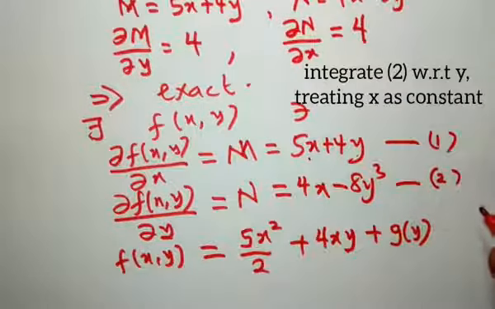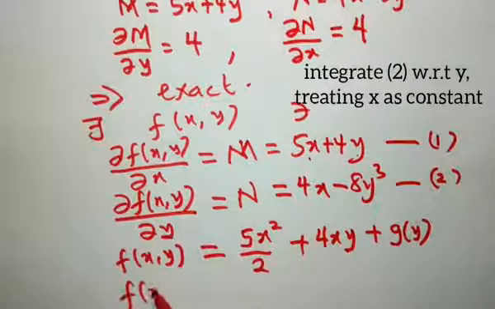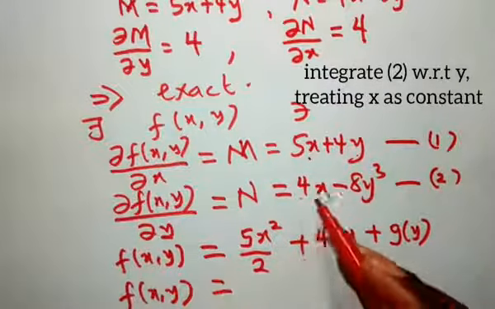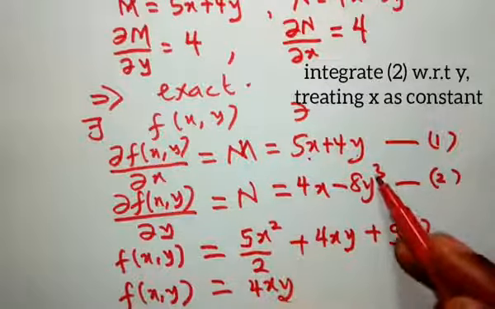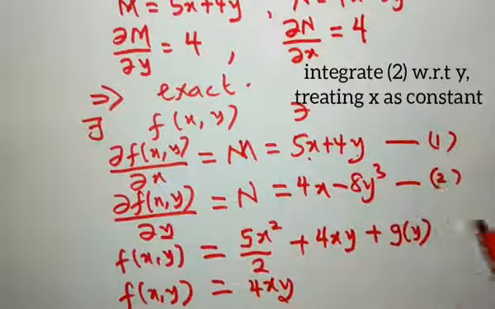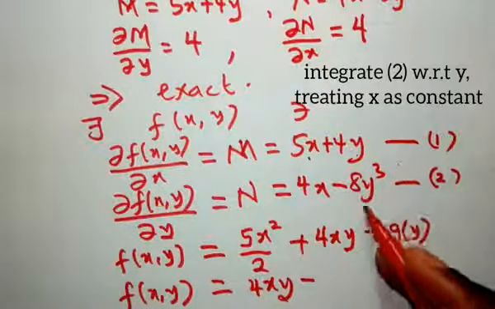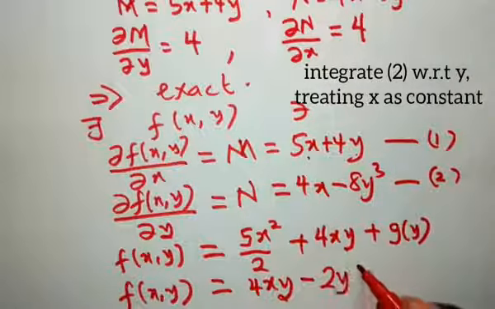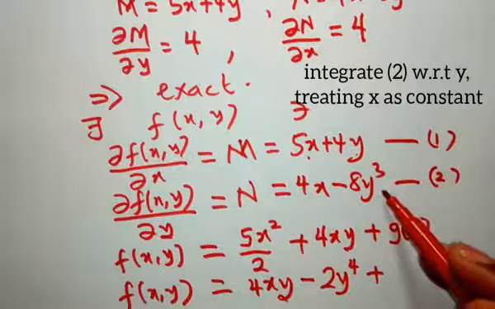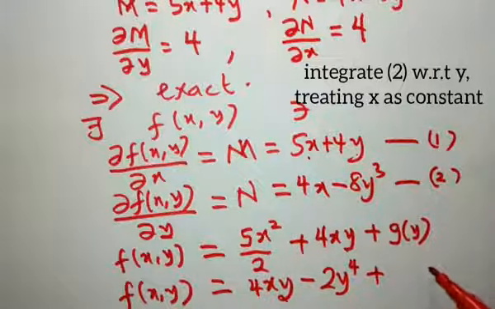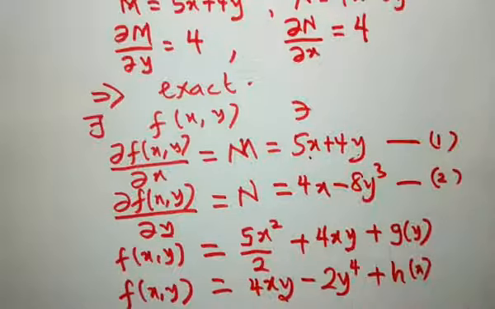Now we also integrate equation 2 with respect to y. If we integrate this with respect to y, we have f(x,y) equals 4xy. Integrating this with respect to y, we have minus, that is, 3 plus 1, that's 4, over 4, that's 2y raised to power 4, plus, since we are integrating with respect to y, we are treating x as a constant. So our constant of integration will be a function of x. So let's call that h(x).